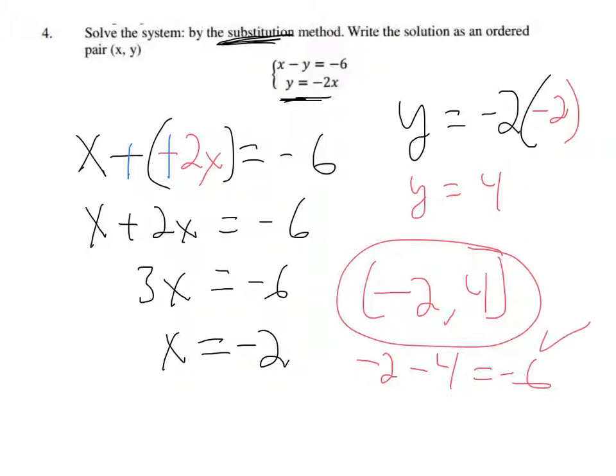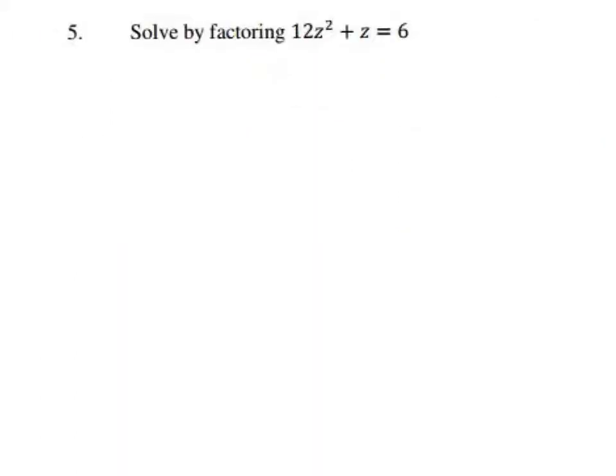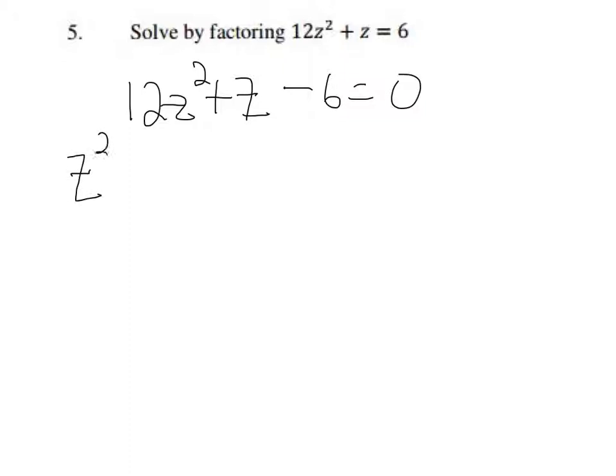To solve this quadratic equation by factoring, we need to set it equal to 0. So I'm going to subtract 6. And then I'm going to try to factor, and some of you still like the AC method, so I'll show you this way. I'm going to multiply 12 times negative 6. So that's negative 72, and 8 and 9 give me 72, and they subtract to give me 1.